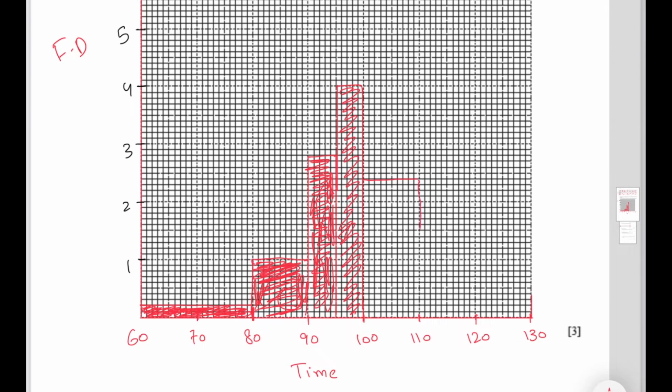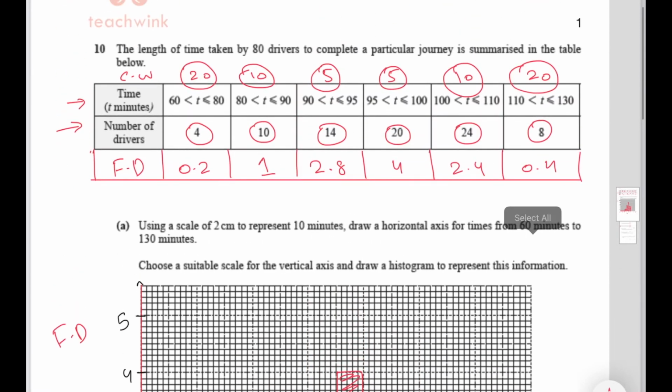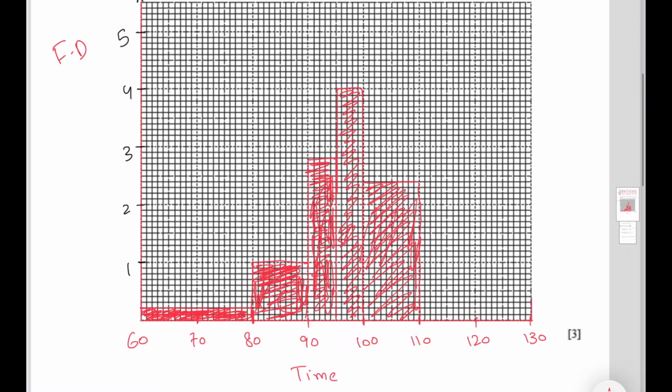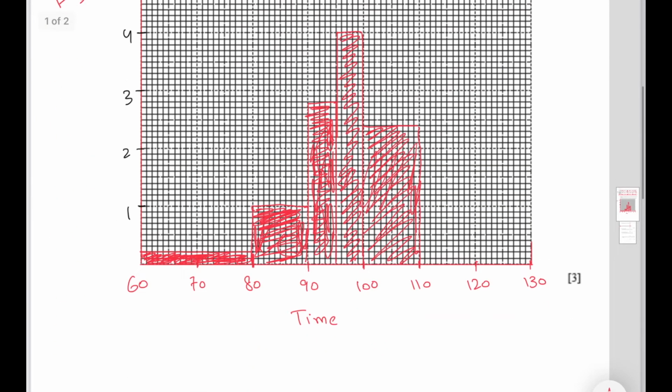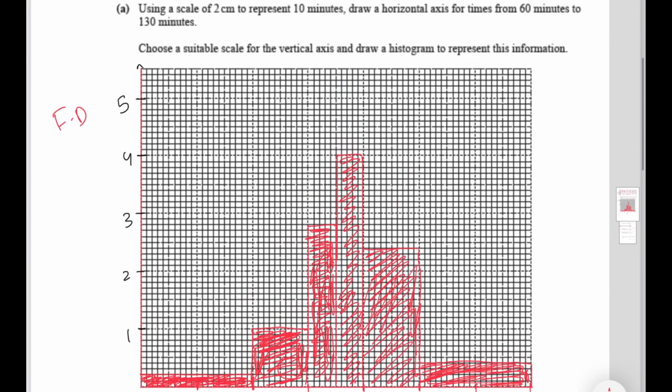Okay, I'm going to draw it manually. So this is the bar that represents this class interval. I hope all of this is visible. And then it is going to be from 110 to 130, it's going to be 0.4, which is going to be 1, 2, 3, and 4 over here. This is the bar that represents this class interval. Okay, so our histogram is complete.